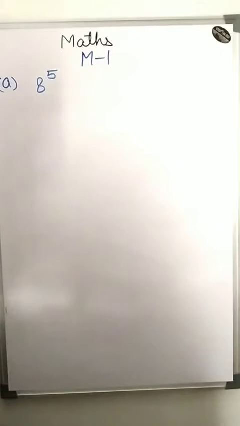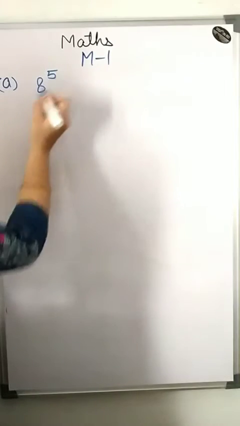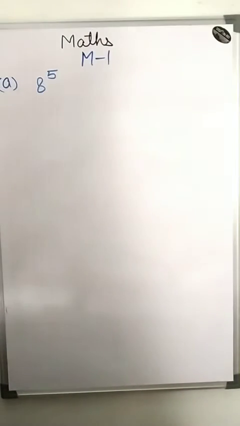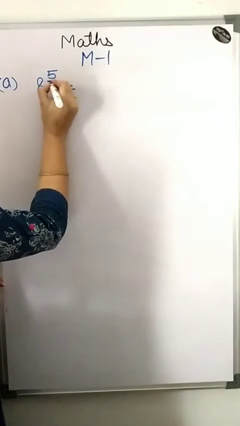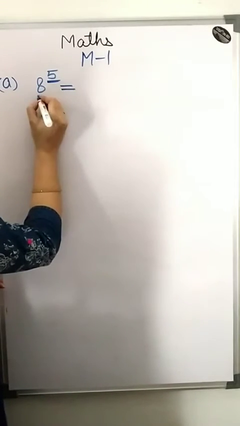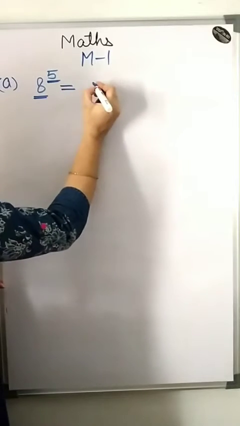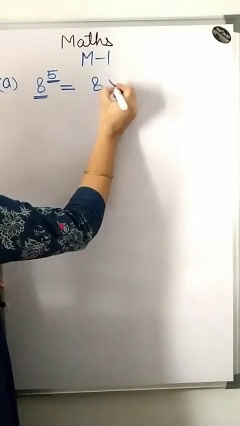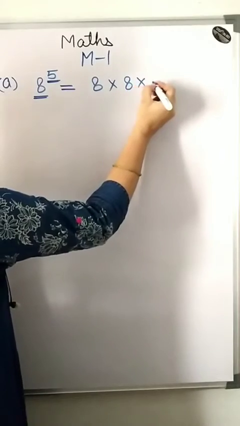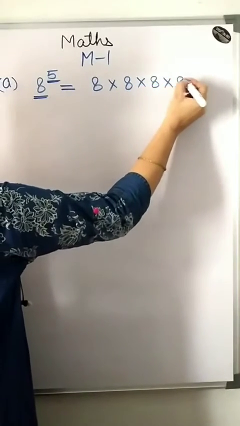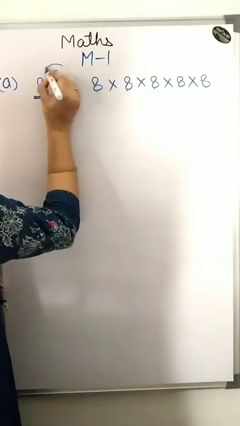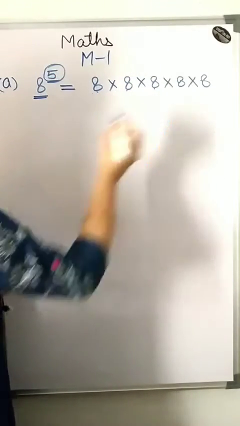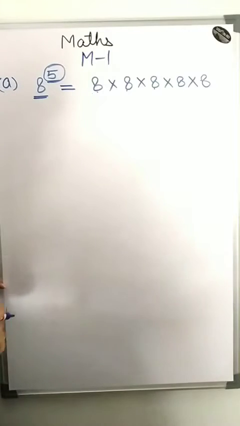Now come to module number 1, and the question is 8 to the power 5. How do we evaluate it? Evaluate the value of this. It is a power of 5, so it means we have to write 8 five times. So we write 8 five times: 1, 2, 3, 4, 5. Because the power is 5, that's why we write it 5 times.